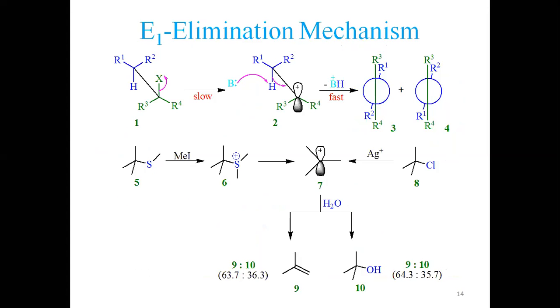Right, so proceeding further, E1 elimination mechanism. E1 is very similar. You have come across the SN1 mechanism. Just like the SN1 mechanism involves the generation of a carbocation, very similar happens in this case. E1 also competes with SN1.